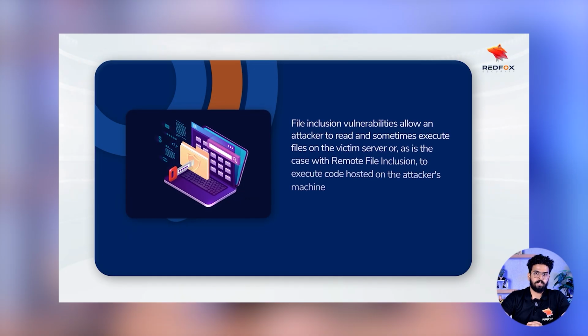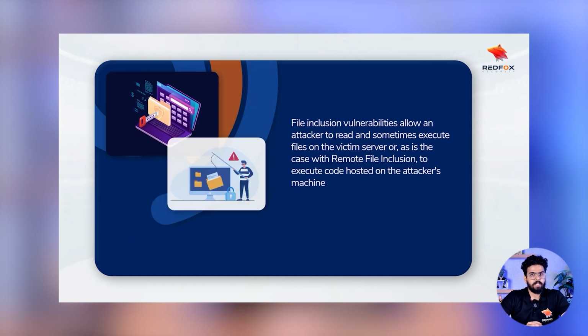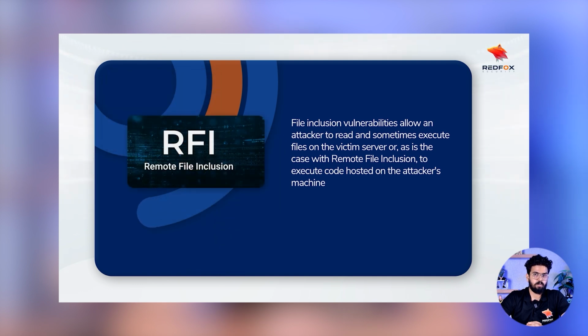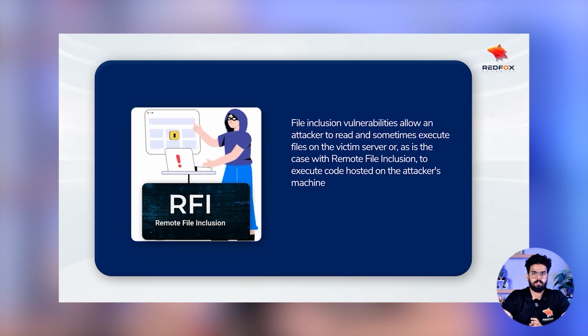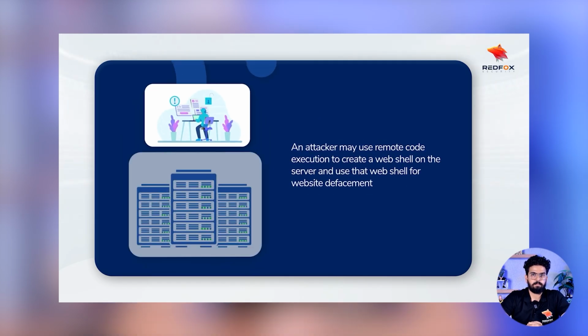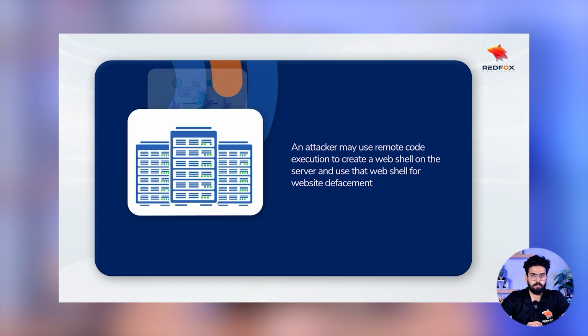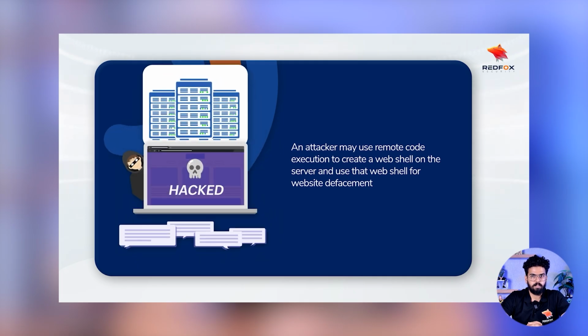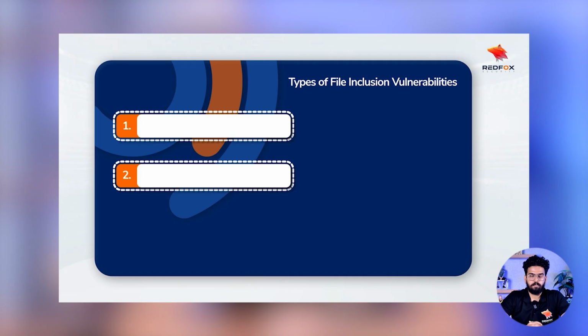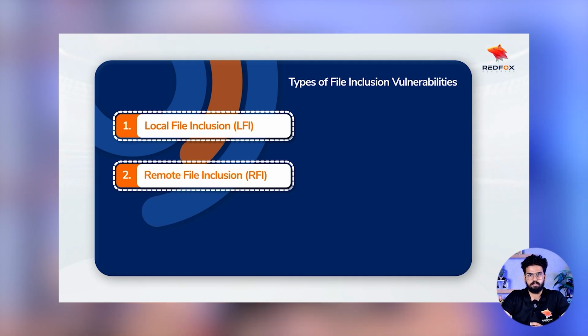File inclusion vulnerabilities allow an attacker to read and sometimes execute files on the victim server, or, as in the case with remote file inclusion, to execute code hosted on the attacker's machine. An attacker may use remote code execution to create a web shell on the server and use that web shell for website defacement. Moving on to the types of file inclusion vulnerabilities, there are two main types: local file inclusion and remote file inclusion.